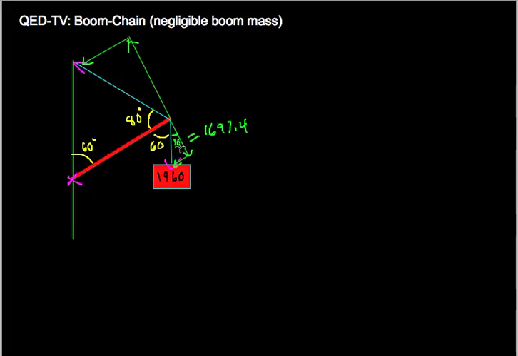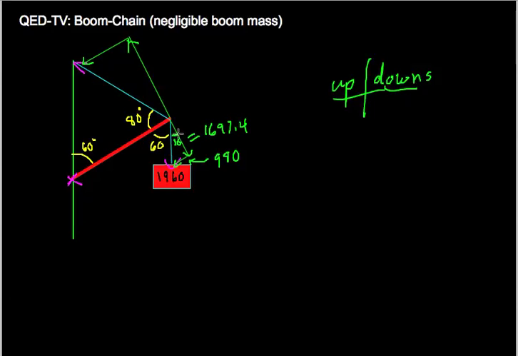1697.4. That would be 1960 times the cosine of 30. And then this down here would be 1960 times the sine of 30, or basically half of 1960, which would be 980. Okay. Now, what that means is that we know that our ups and downs need to be equal if we're going to try to have this thing all be in equilibrium, which of course is what it is. It's not accelerating anywhere.